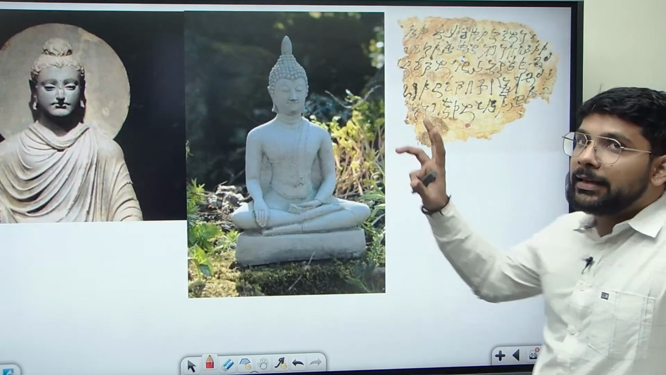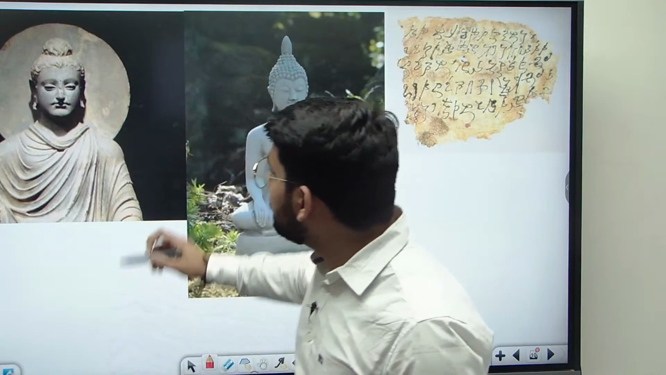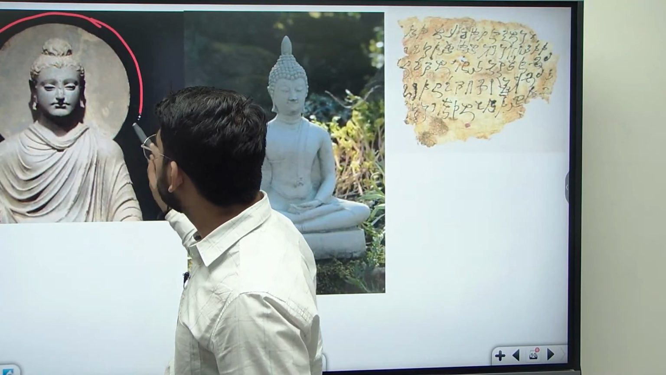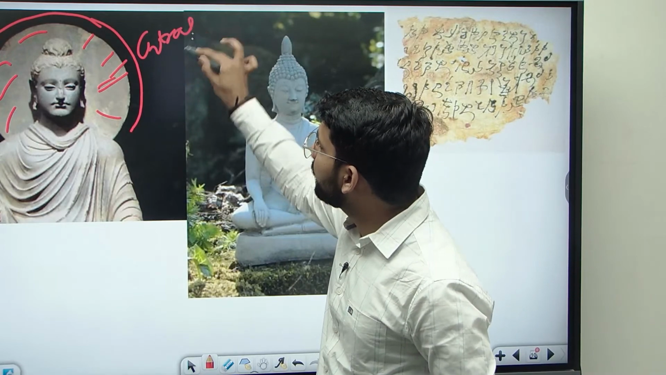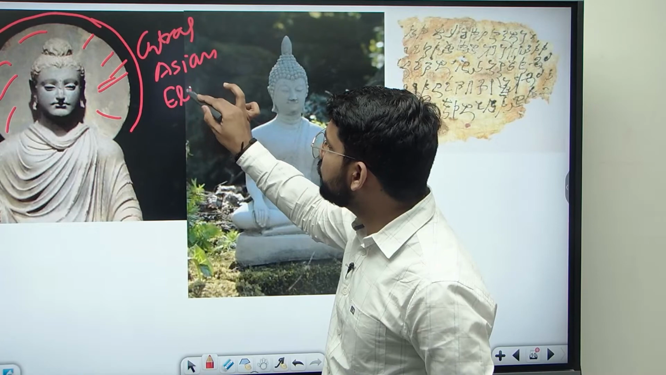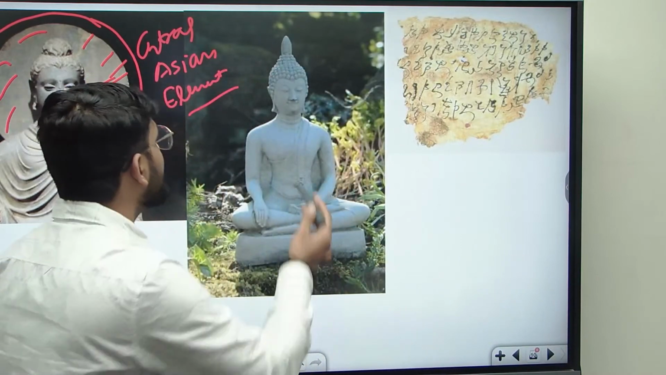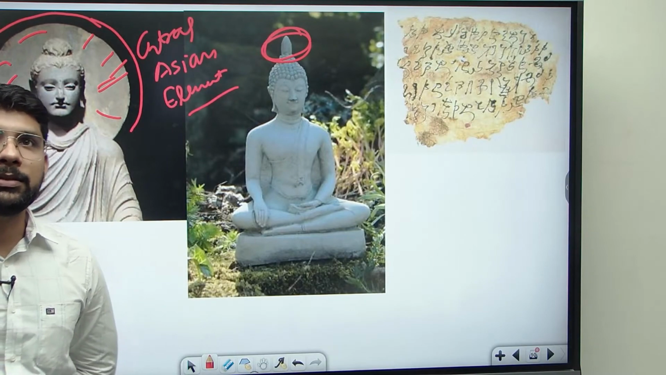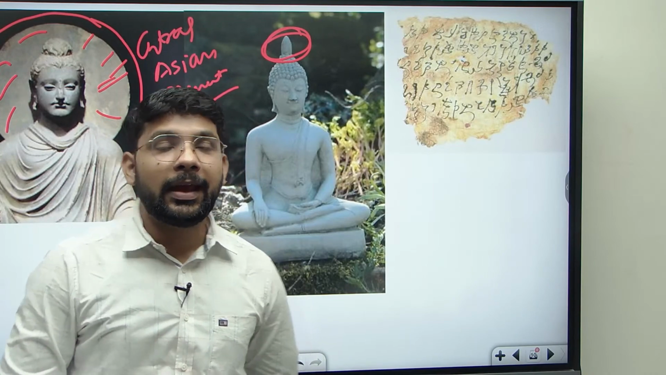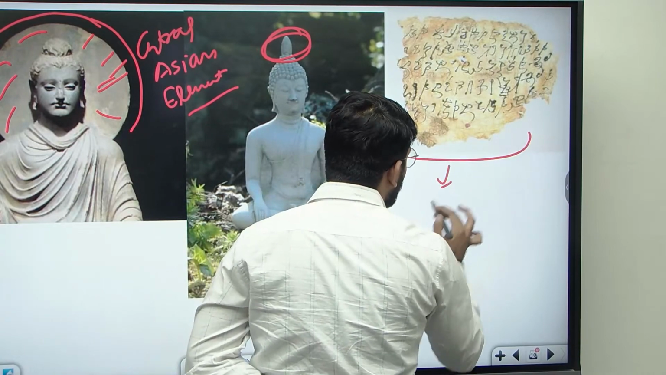If I see in the Central Asian, one is this arc behind the Buddha. This arc is taken from the Central Asian elements. This is the Central Asian element which was used in the Gandhara art. Then if you see this cap form in the Buddha image, that is also taken from the Central Asian. Yes, we can say it's halo. And this script, most of the information in the Buddha.